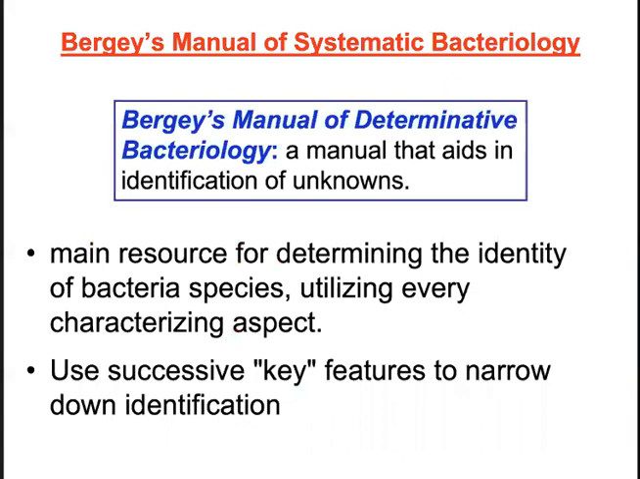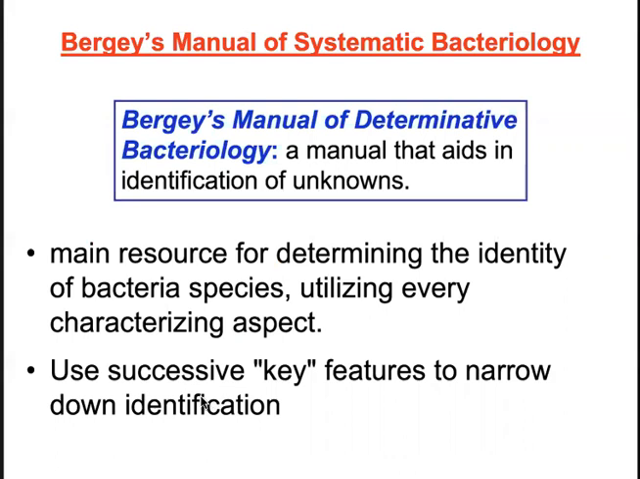So the Bergey's Manual of Systematic Bacteriology is actually a very important tool in identification of unknowns. For a newly identified organism, this serves as a guide. It's the main resource for determining the identity of bacterial species, utilizing every characterizing aspect. So the three types of classification are actually present in Bergey's Manual of Determinative Bacteriology. Here, they use the key features.